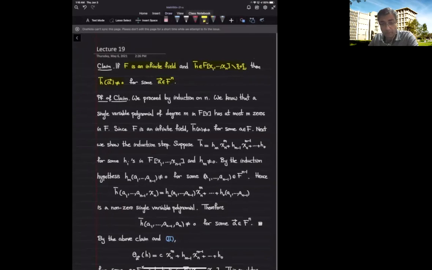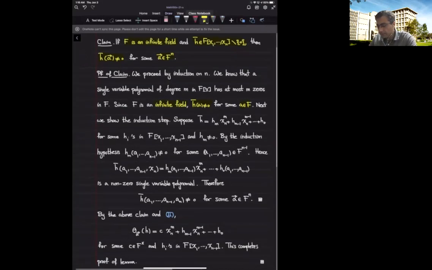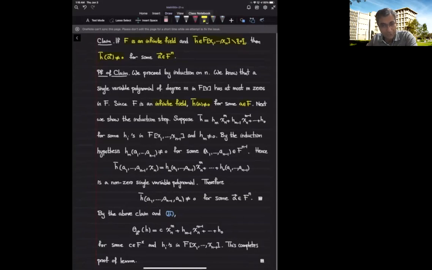If I have only one variable, then we know that the number of zeros of a non-zero polynomial of degree d is at most d. So this means that I cannot have infinitely many zeros. And because F is an infinite field, we deduce that h is not zero for some a inside the field. Okay, so that's the single variable case. Now let's do the induction step.